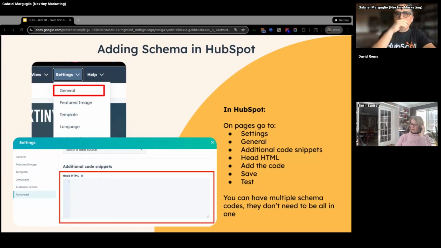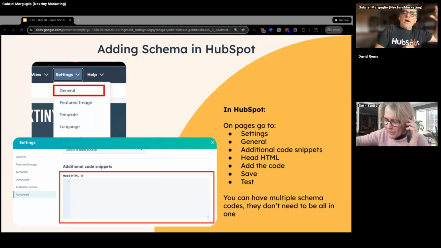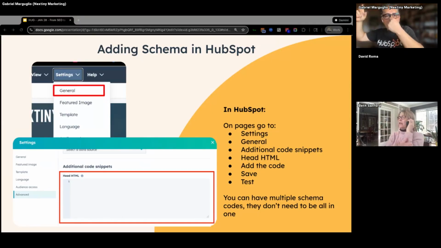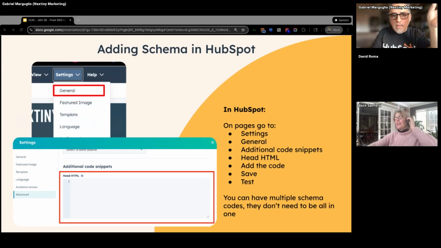Another question we always get is like, oh, I already have a schema there for the organization. Do I have to combine all the schema into one code because I have this video schema also, and I have that FAQ schema that I forgot to put? No, you can have multiple ones, multiple JSON schemas separately, and it is fine. It'll read it fine. You don't need to combine them.